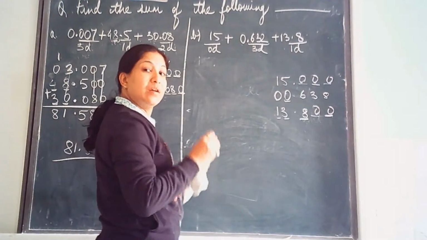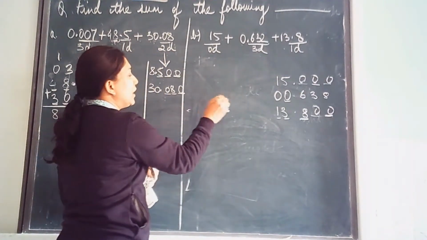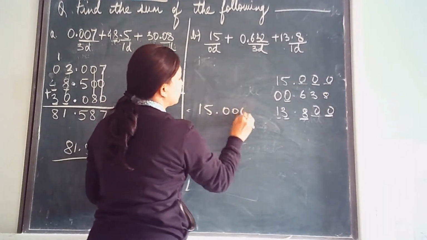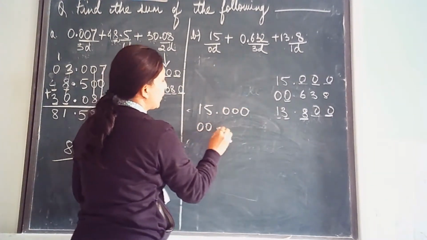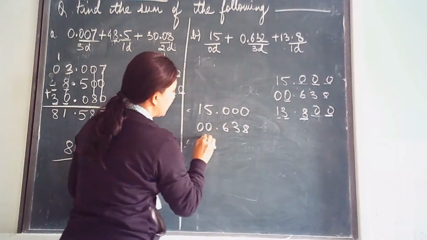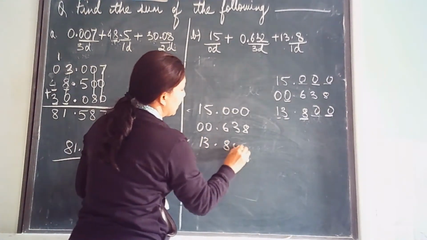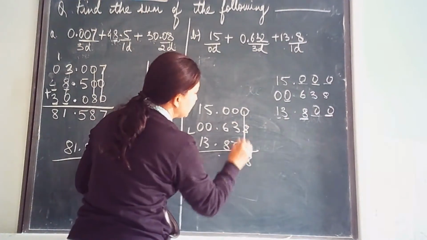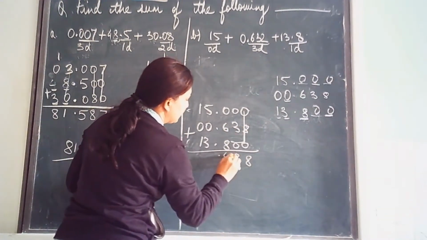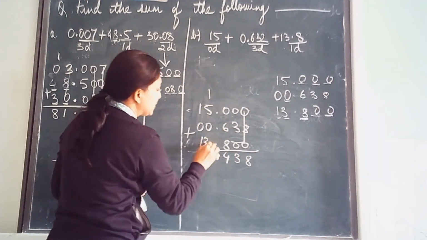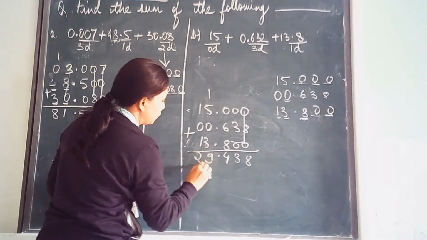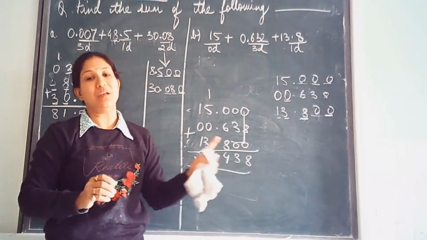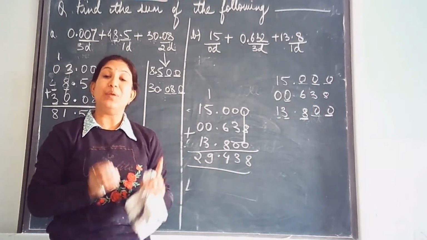This will be in rough. Then after that you can write down the numbers again. 15.000, then 00.638 and 13.800. This is 8, this is 3, this will be 14, carry 1, 6 plus 3, 9 and 2. So what is the answer? 29.438. So this is how we add.